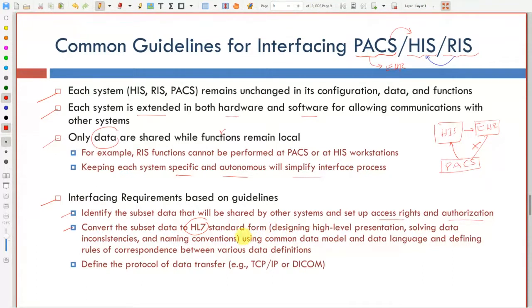Okay? So when you do HL7 standard format, you're thinking about high-level presentation.